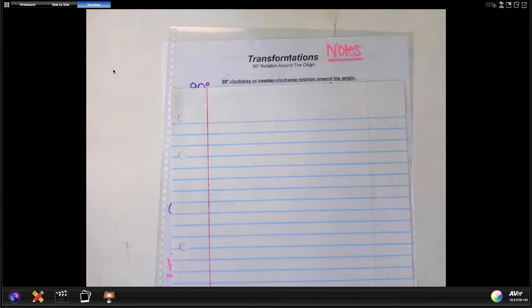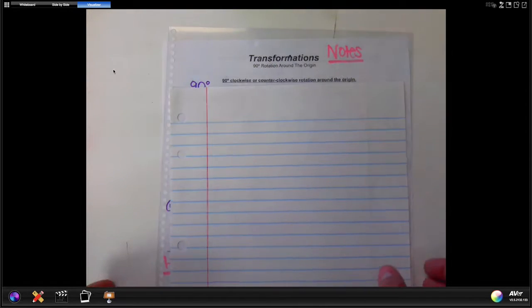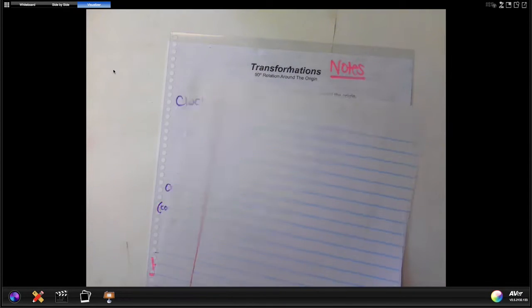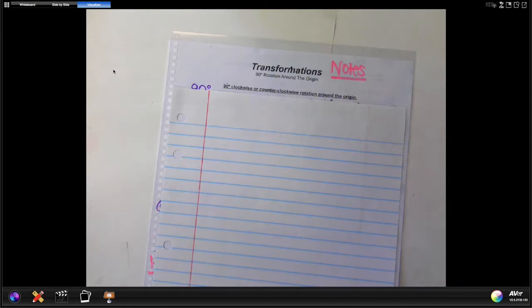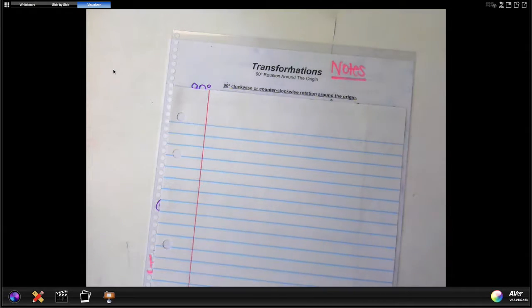To Transformations Notes lesson. This is not in our packet, but this is a quick lesson about how to do 90-degree rotations about the origin. So we're going to do rotations clockwise and counterclockwise for 90 degrees today.